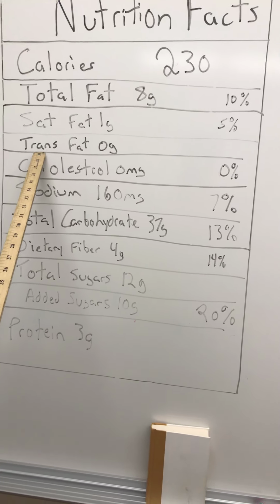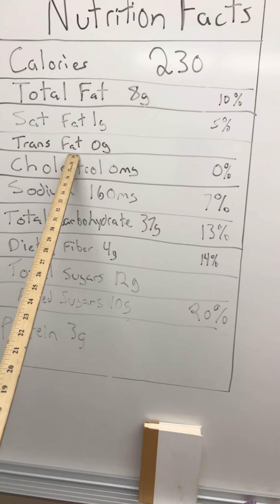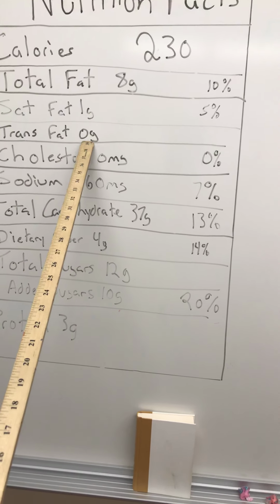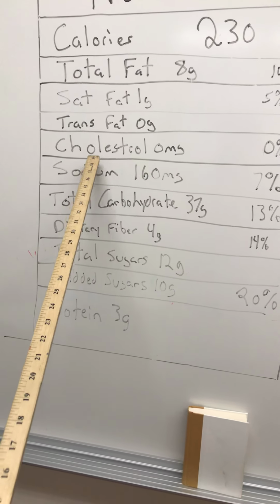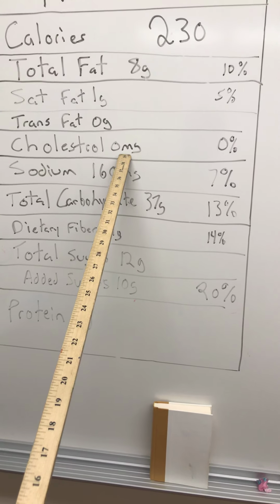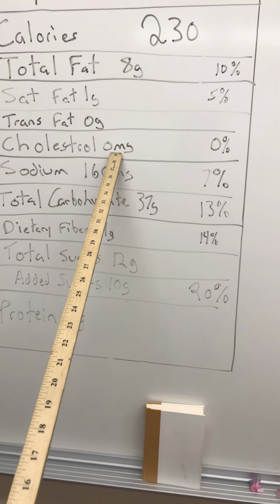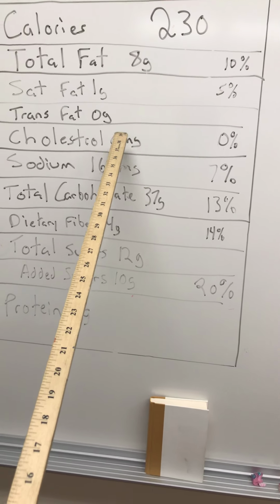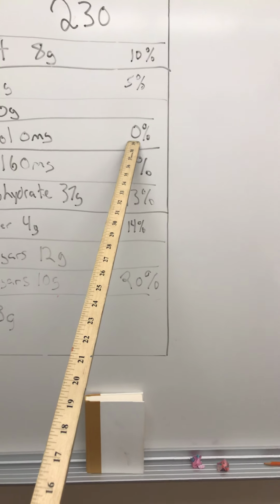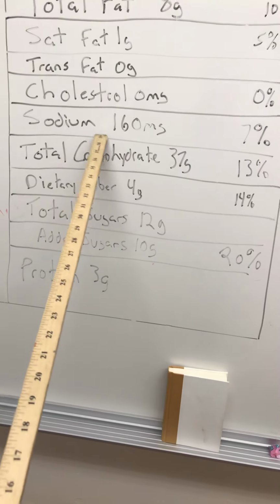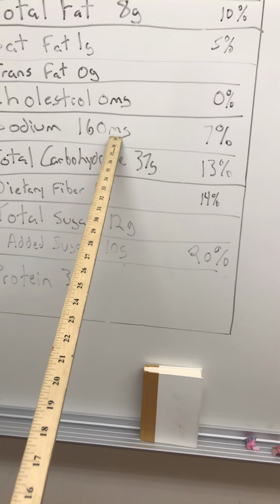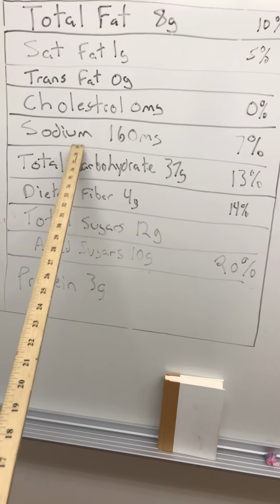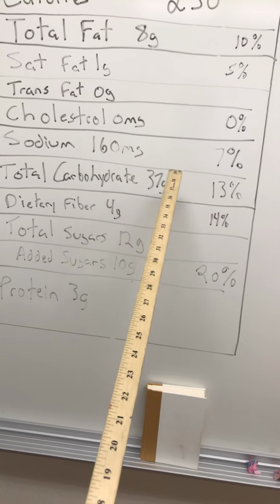Trans fat is something that you definitely have to avoid. They've actually outlawed trans fat or put heavy restrictions on it in fast food restaurants. That is 0 grams, so that's good. Cholesterol, you do need some in your diet, but it's in milligrams, so you need a smaller amount. Too much cholesterol can lead to plaque buildup in the arteries, which could cause a heart attack. But the 0% here is good. Sodium, otherwise known as salt, is 160 milligrams or 7% of your daily value. You do need that. Athletes need more sodium than others due to muscle processes.